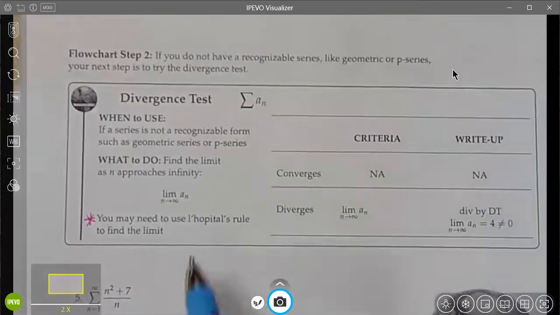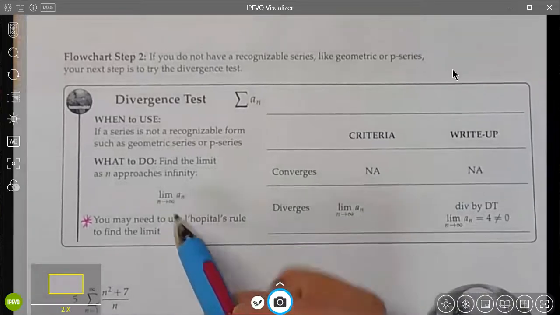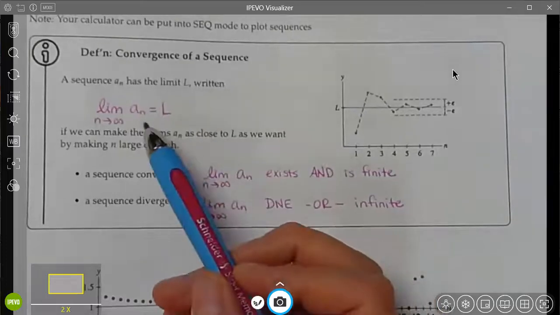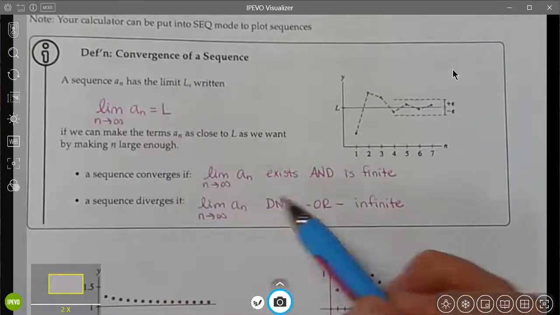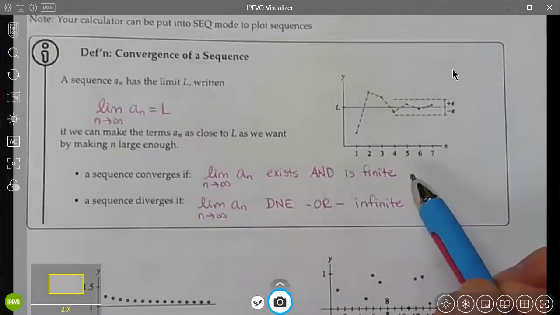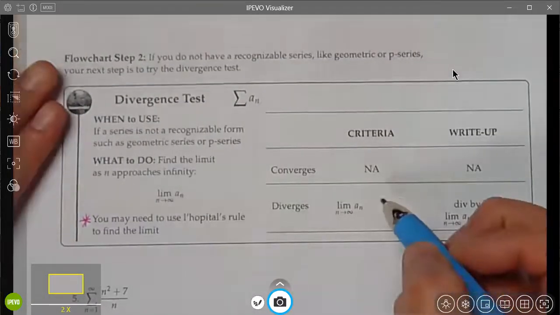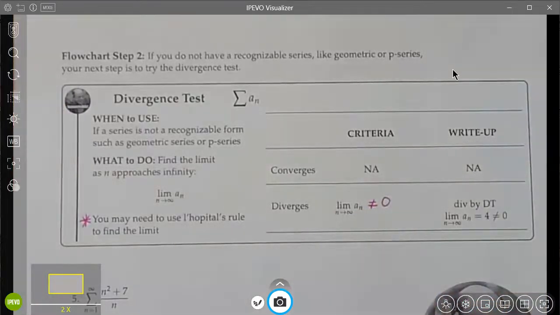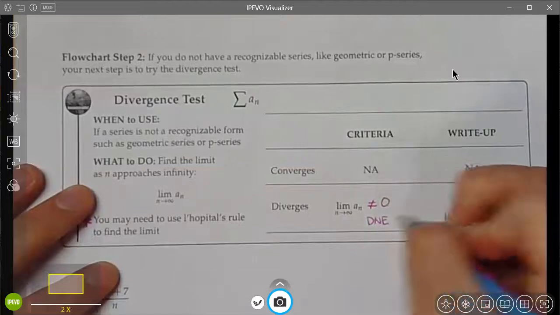What you need to do with the divergence test is to take the limit as n goes to infinity. That probably looks a little bit familiar to you. If we go back, that's actually the definition for determining whether a sequence converges or not. For a sequence, if we take the limit and the limit exists and it's finite, then we know our sequence converges. This is going to be a little bit different if it's a series. If I take that limit and it is not equal to 0, or it goes to infinity, or it does not exist, then my series diverges.